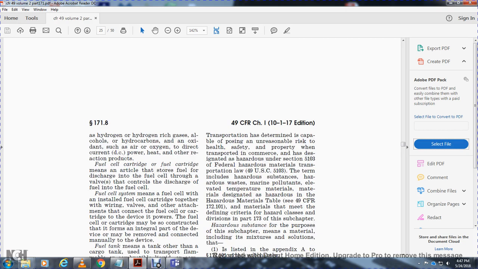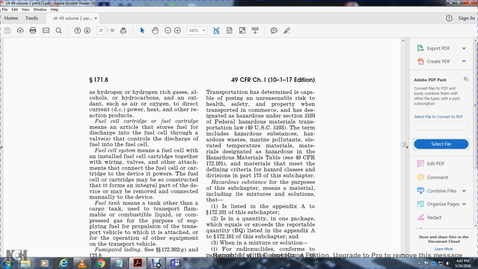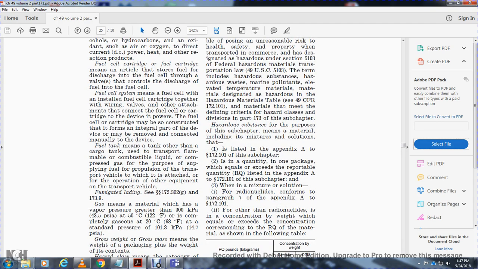Fuel cell system means a fuel cell installed with a fuel cell cartridge together with the wiring, valve, and other attachment means to connect the fuel cell with the cartridge and with the device to power. The fuel cell cartridge may be constructed in the form of an integral part of the device, or may be removable and connected with a manual device to the device. Fuel tank means a tank other than the cargo tank used to transport a flammable or combustible liquid or compressed gas for the purpose of supplying fuel for propulsion of the transportation vehicle to which it is attached, for the operation other than the equipment of the transportation vehicle.